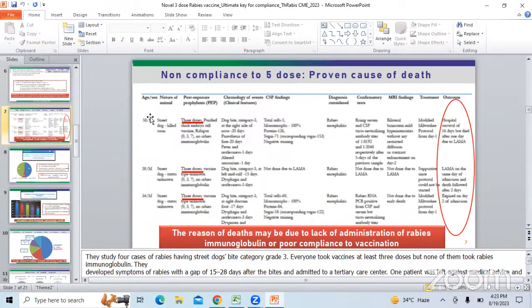Here is a study on three patients, all in category 3, and non-compliant. They left against medical advice after hospital admission, and ultimately they died after 1 or 2 days. So the reason for the death may be the lack of administration of rabies immunoglobulin and or poor compliance with vaccination.